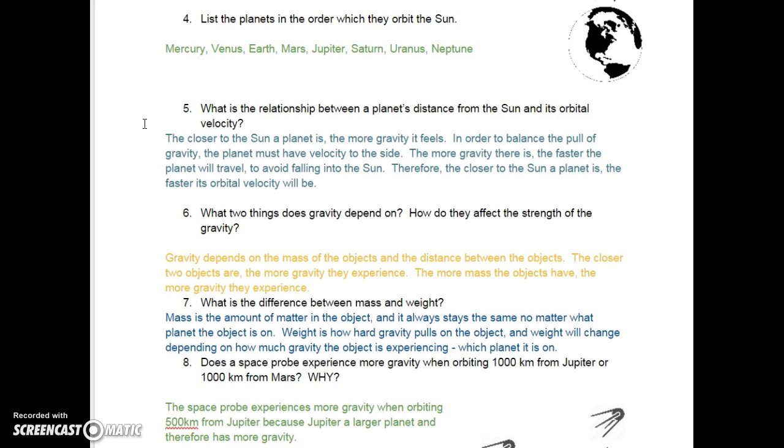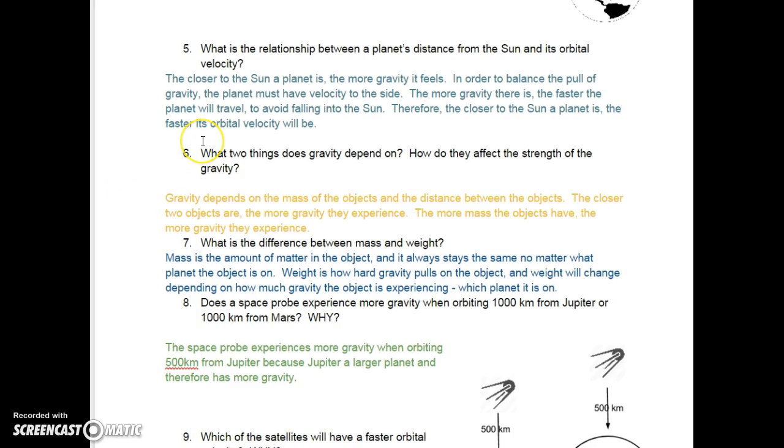Now we're looking at question number 5, the relationship between a planet's distance from the sun and its orbital velocity. Remember that the closer to the sun the planet is, the more gravity it experiences. In order to avoid falling into the sun, since it's being pulled more strongly towards the sun, it needs also more velocity to the side. Therefore, the closer to the sun the planet is, the faster its orbital velocity will be.